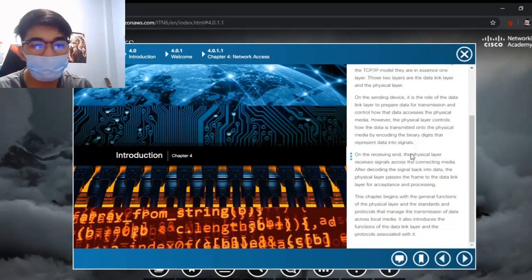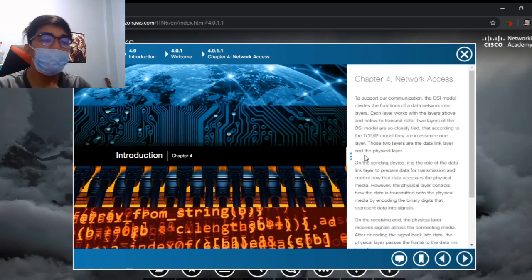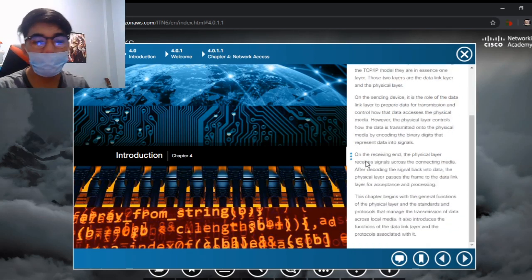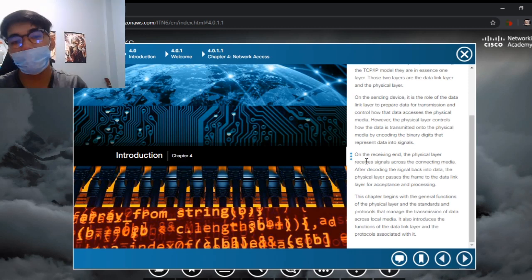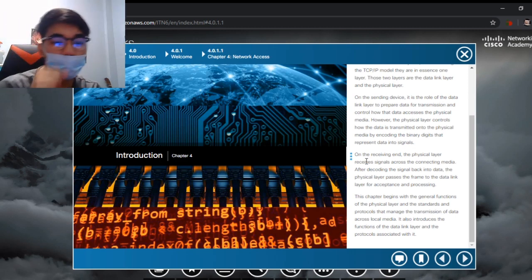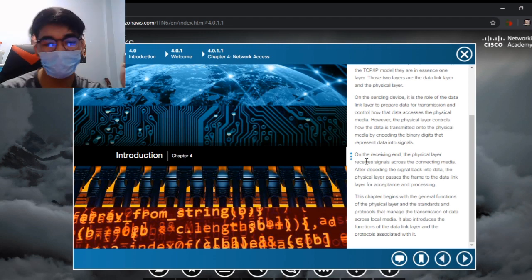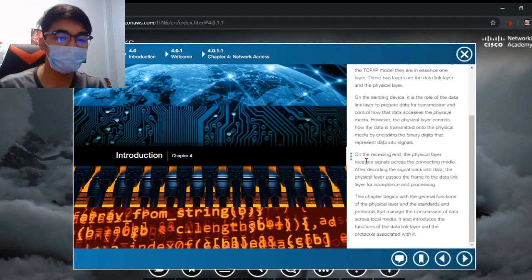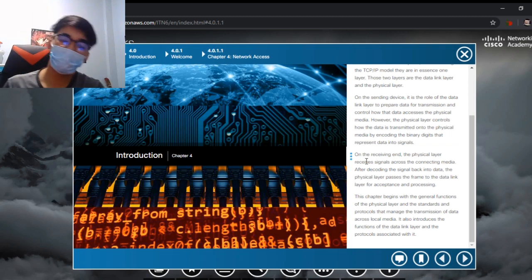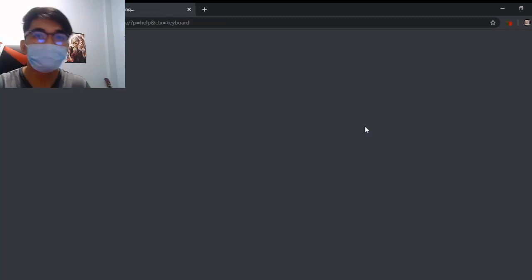And we are just going to focus first on the network access. This chapter begins with the general functions of the physical layer and the standards and protocols that manage the transmission of data, the functions of the data link layer, and the protocols associated with it. So let's proceed.